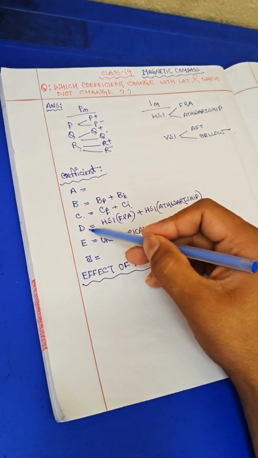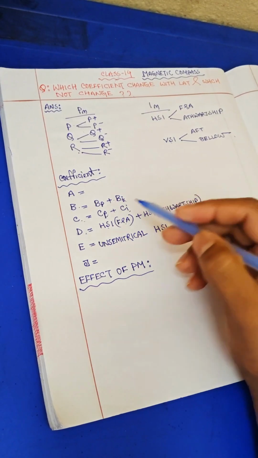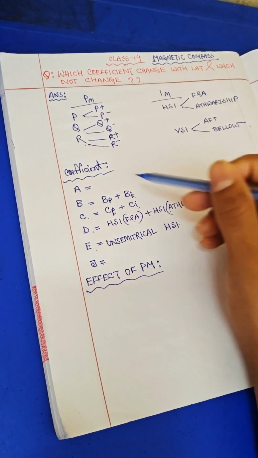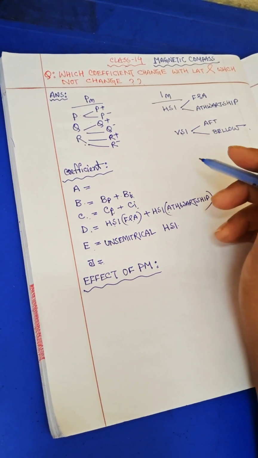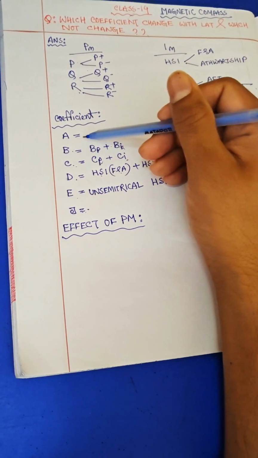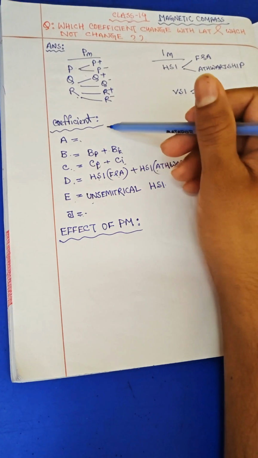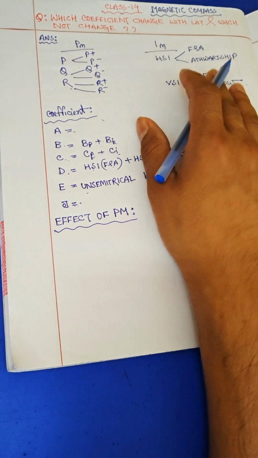And this is for the D coefficient, HSI for aft and HSI authorship. E is for the unsymmetrical HSI. A is also the same reason, A and E more or less the same reason, guys, and J is for the heeling error. So viewers, A and E are for the unsymmetrical HSI, but normally unsymmetrical HSI is not present on board ship.